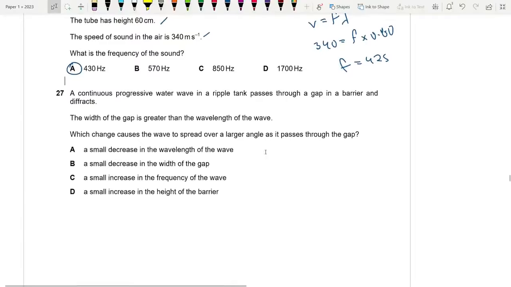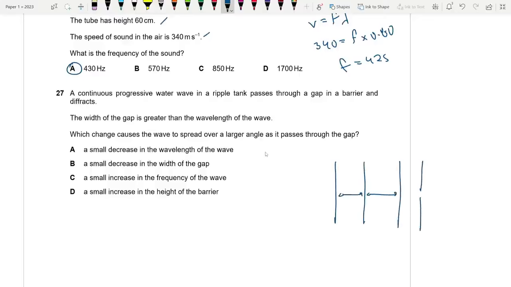Continuous progressive water wave in a ripple tank passes through a gap in a barrier and diffracts. The width of the gap is greater than the wavelength of the wave. Remember guys, for proper diffraction to occur, the wavelength must be large and the slit width must be small. If you increase the wavelength and decrease the slit width, the angle of diffraction increases.